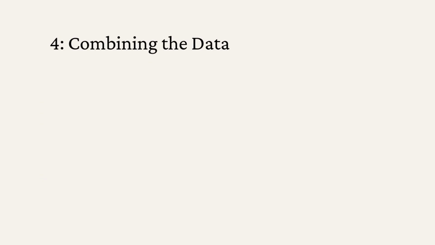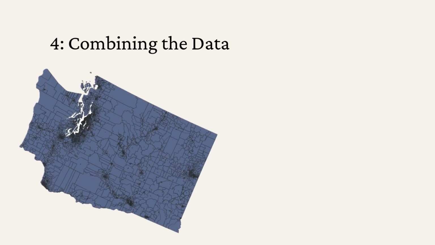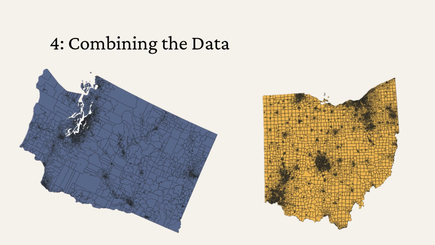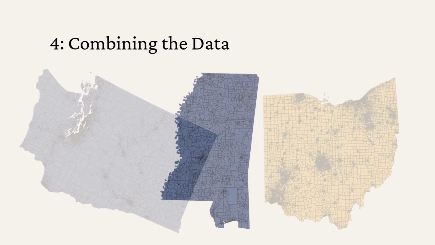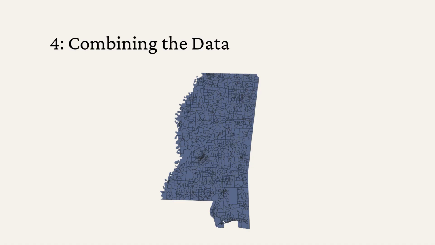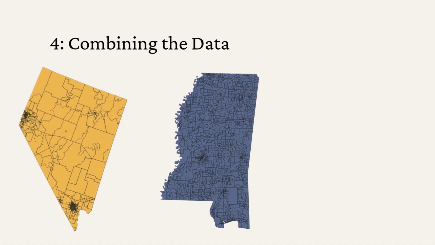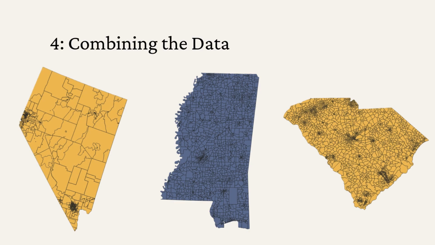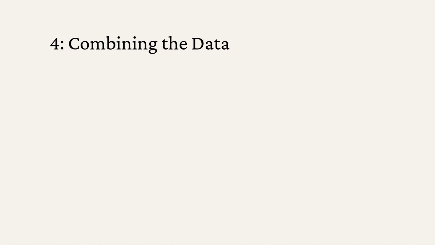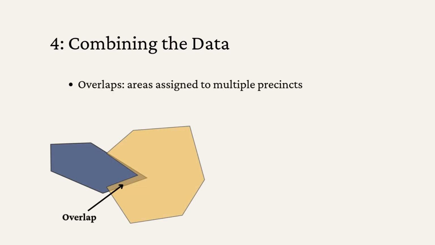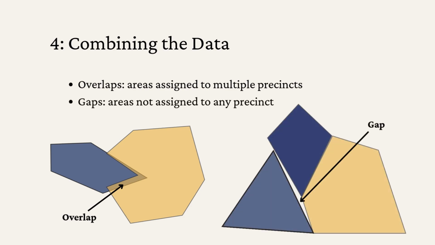Number 4, combining the data. Once we have geospatial data for all precincts in every county, we can begin to combine or join them into a single statewide file. However, even at this stage, we can run into difficulties. In particular, we may find overlaps or gaps between precincts. These are exactly what they sound like. Overlaps are areas assigned to multiple precincts, and gaps are areas not assigned to any precinct.